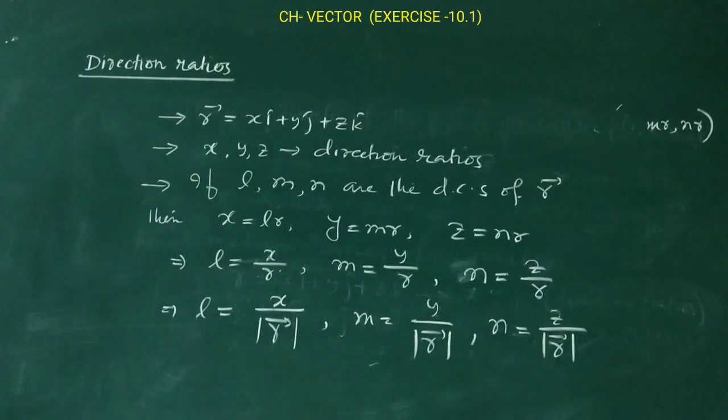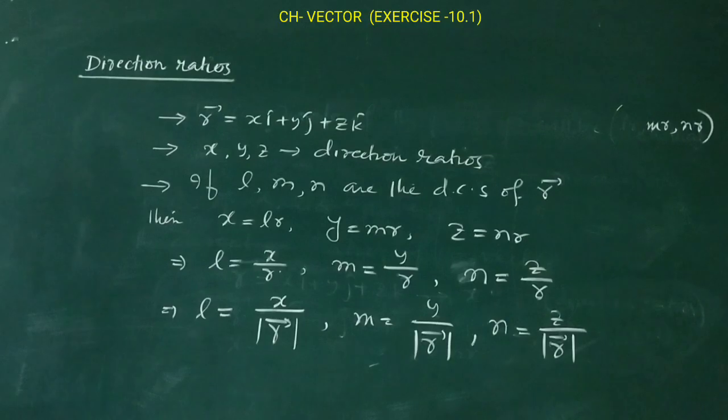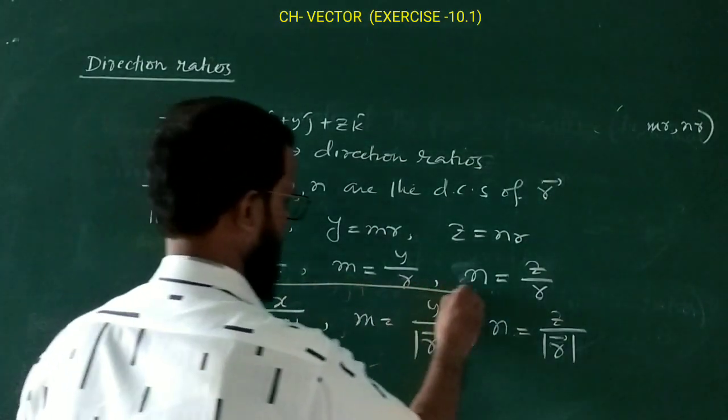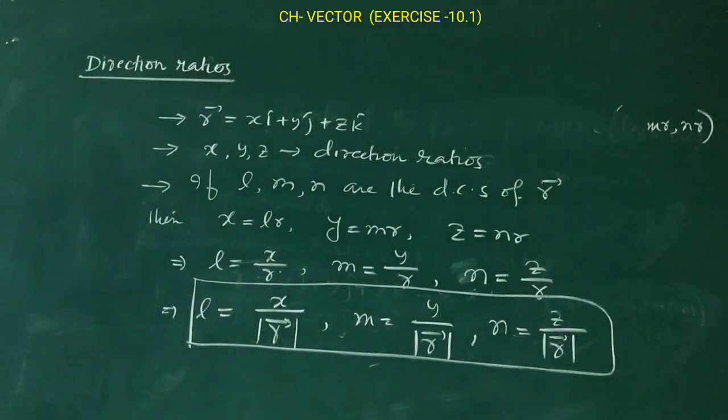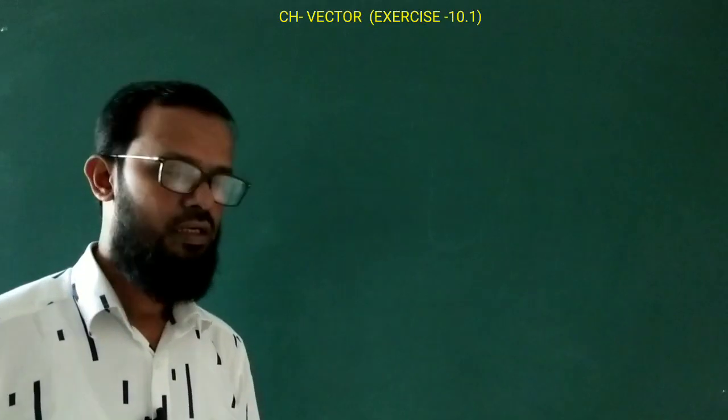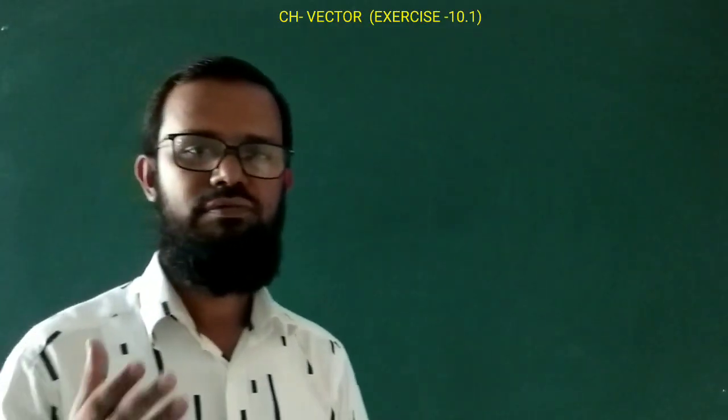So this is a very interesting result we ultimately get by using this. We can find the direction cosine of any vector. Direction cosine of what? Any vector. Hope you find the vector if the position vector of the end point is given.